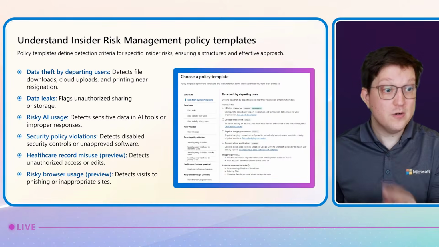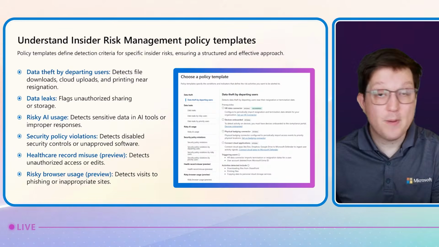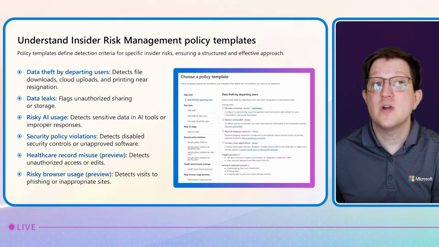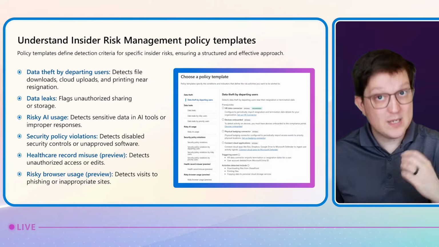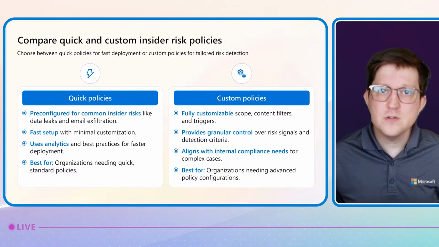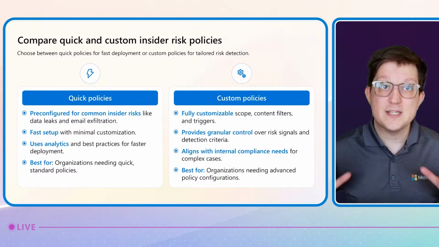One of the things to remember, though, is that each of these templates may have prerequisites. So for example, for departing users, we need an HR data source first. So there's always a prerequisite of get your data before we can make the policies do their job. Now, there are a few different types of policy creation options. Remember the difference between them for that exam.